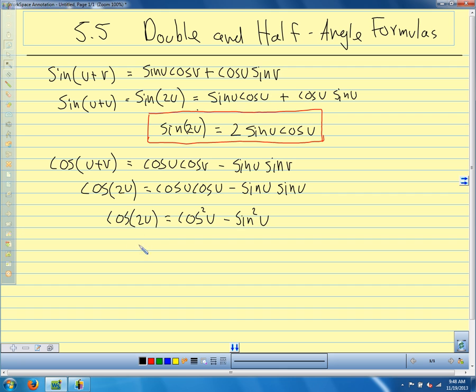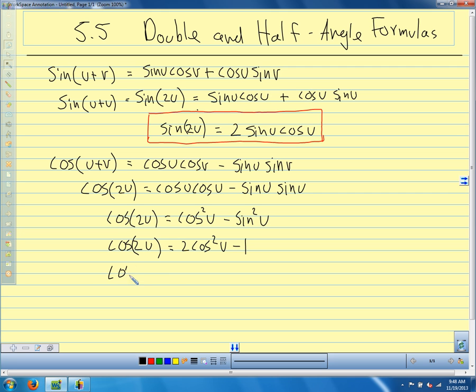I can also rewrite this one by using the Pythagorean identity, either for the cosine squared of u or the sine squared of u, and I can write this one in 2 other forms. So I would use the Pythagorean identity on the cosine or the sine to rewrite this. So I can also write this as cosine 2u equals 2 cosine squared u minus 1. And I would get that by substituting 1 minus cosine squared for sine squared.